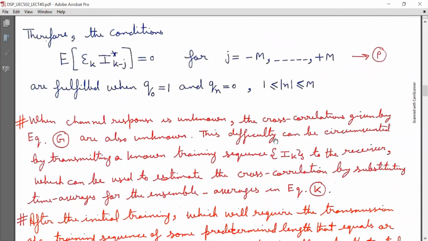Therefore, the conditions expectation of ek I conjugate k minus j equal to 0 for j lying in the range minus m to m are fulfilled when q0 is equal to 1 and qn is equal to 0 for magnitude n lying in the range 1 to m. Mark it as equation P.